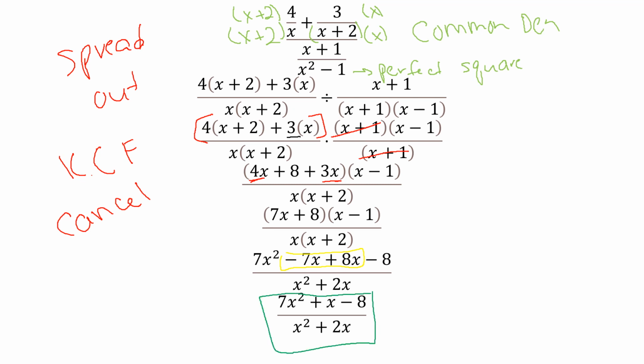And I think you only have 2 of these really big ones on your homework. Just take them a step at a time. Spread everything out. Keep, change, flip. Cancel what you can. And then your last step will be to multiply back together whatever you can. Okay?